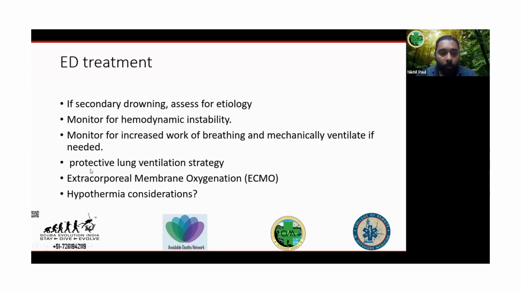If you have ECMO available in your setup, and if required, ECMO will be helpful. Hypothermia. The thing is, hypothermia, as I told, has a protective effect, and at the same time, when you resuscitate a person in hypothermia, there are a lot of considerations. The advanced cardiac life support guidelines say you have to space out the epinephrine doses when you have a person in hypothermia, as well as you cannot declare a person as dead unless you have rewarmed them to 37 degrees Celsius. So you declare only when they are rewarmed.